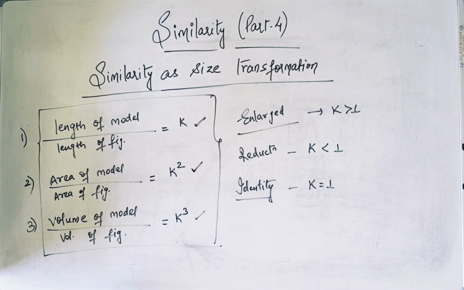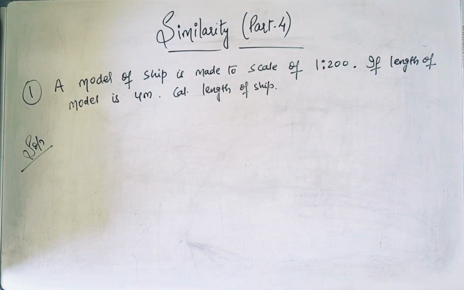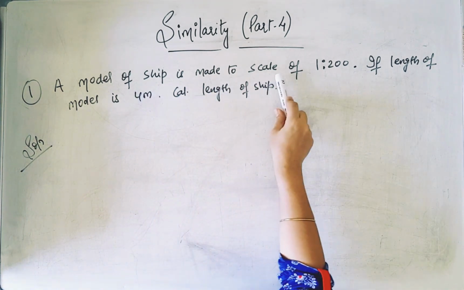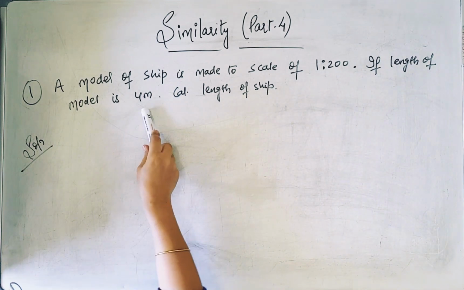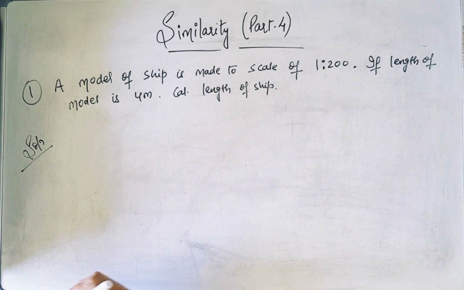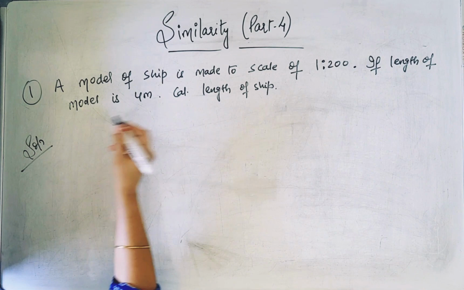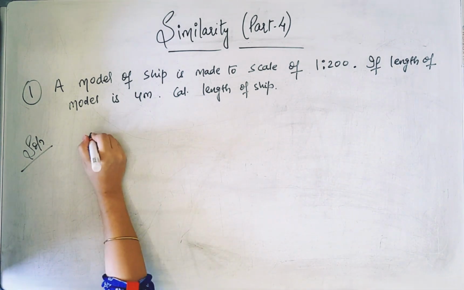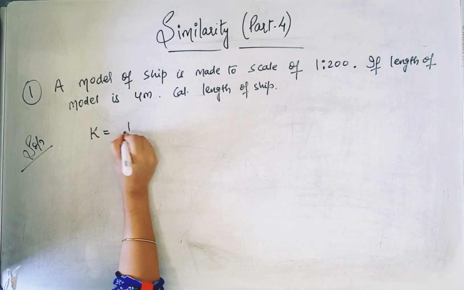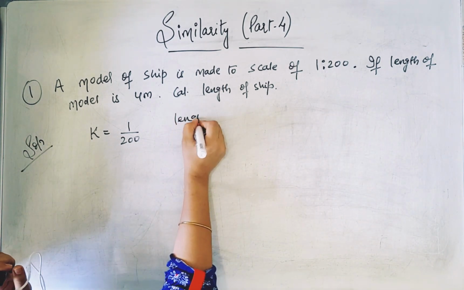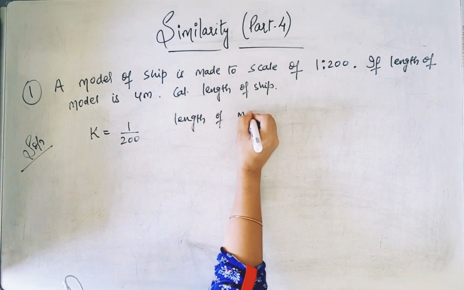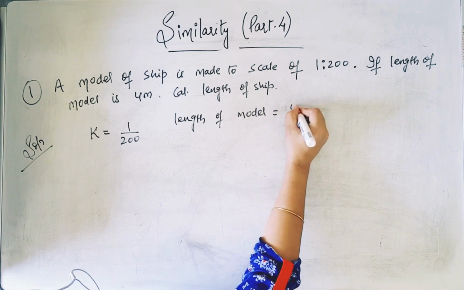Now we'll move on to the question part. So the question is, a model of a ship is made to a scale of 1:200. If the length of the model is 4 meter, calculate the length of the ship. Now whatever they have given in the question, we'll write it over here. K is 1/200. Length of model is 4 meter.